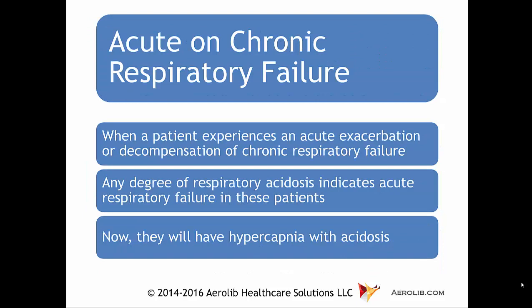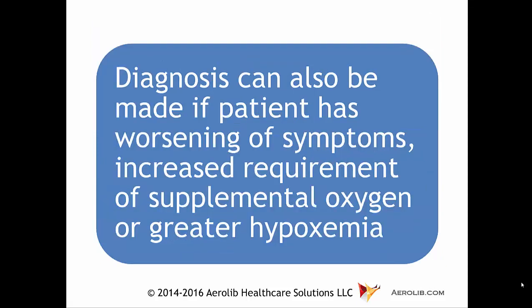Acute and chronic respiratory failure indicates an acute exacerbation or decompensation of chronic respiratory failure. In these patients, any degree of respiratory acidosis implies respiratory failure. They will have hypercapnia and acidosis. We learned before that pH is maintained normal in patients with chronic respiratory failure, but when they experience decompensation, the pH drops below 7.35. Diagnosis can also be made if the patient has worsening of symptoms, increased requirement of supplemental oxygen, or greater hypoxemia.